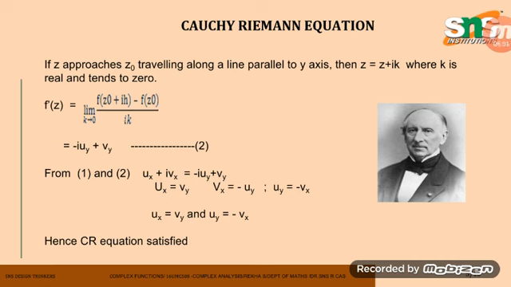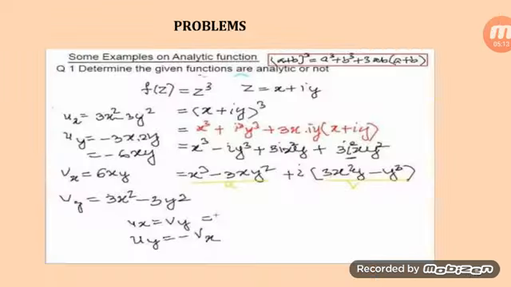Uy equal to minus vx. So this is said to be a Cauchy-Riemann equation. So we can see the Cauchy-Riemann equation also here. And also a simple problem I have explained here, based on the analytic function, on how you can find whether it is analytic or not.